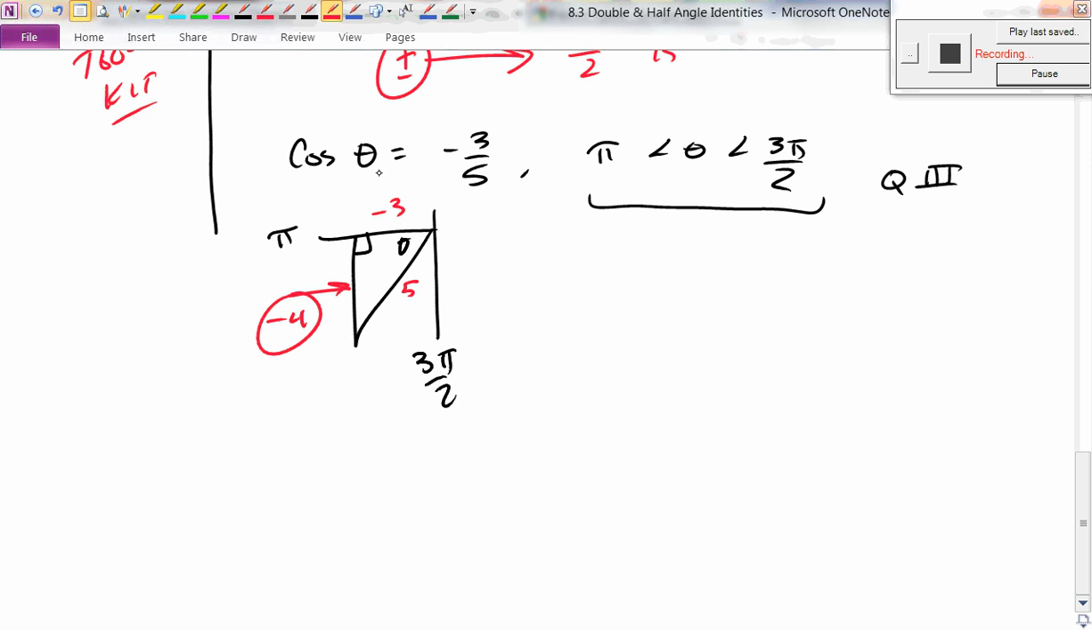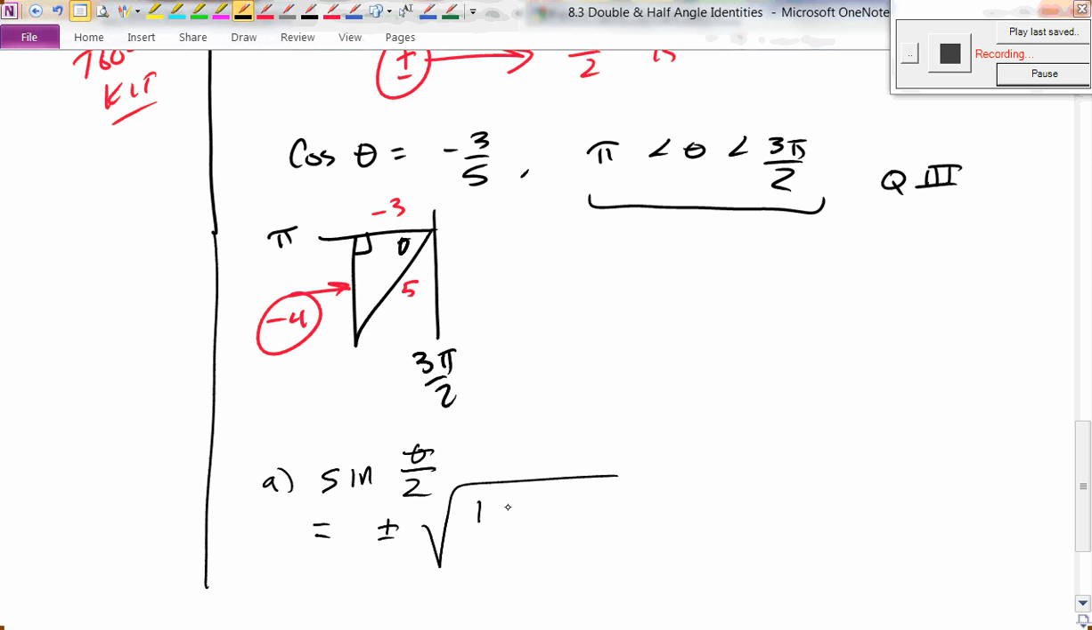Okay, so according to the toolkit there, I'm looking for part A. What is the sine of theta over 2? According to the toolkit, sine of theta over 2 is equal to plus or minus the square root of 1 minus the cosine of theta, all divided by 2. Which is plus or minus the square root of 1 minus, what is the cosine of theta?